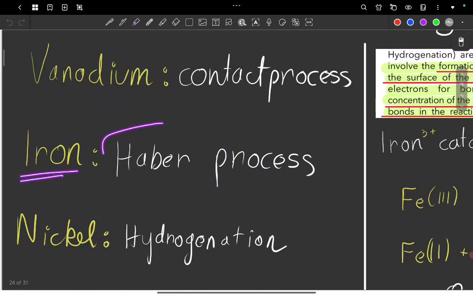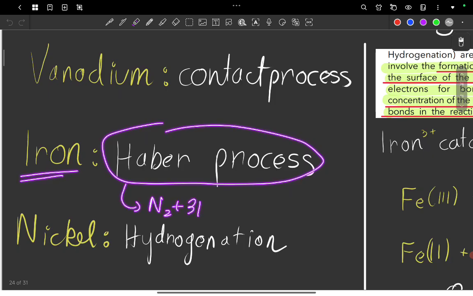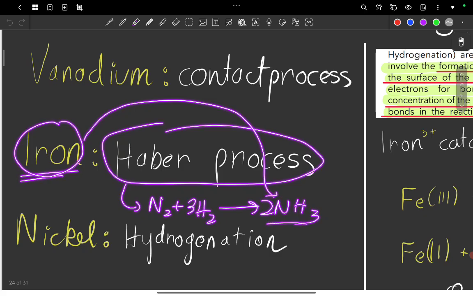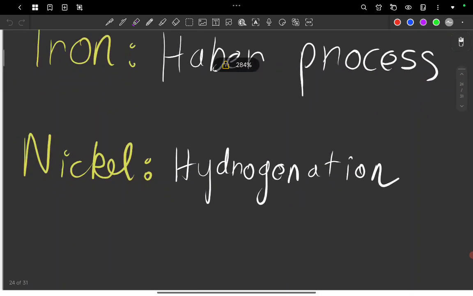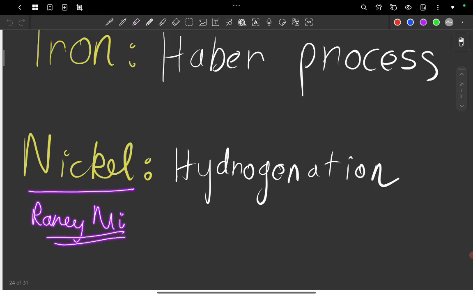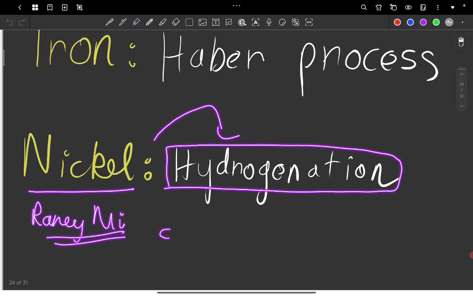Iron is used as a catalyst in the Haber's process. Haber's process you must know: N2 + 3H2 gives 2NH3. So iron is used as a catalyst here to drive the equilibrium to the right side. And you must have studied in organic chemistry that we use something called Raney nickel, which is finely divided nickel, to serve as a catalyst for hydrogenation, where we add hydrogen to an unsaturated carbon-carbon double bond to form an alkane.